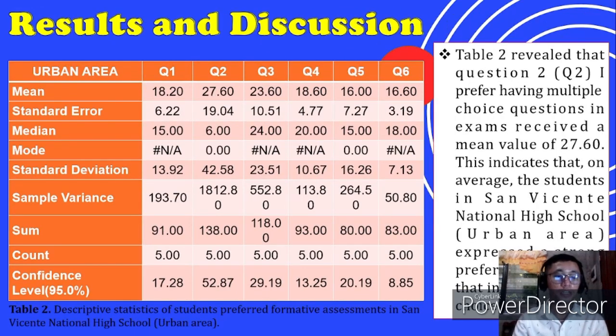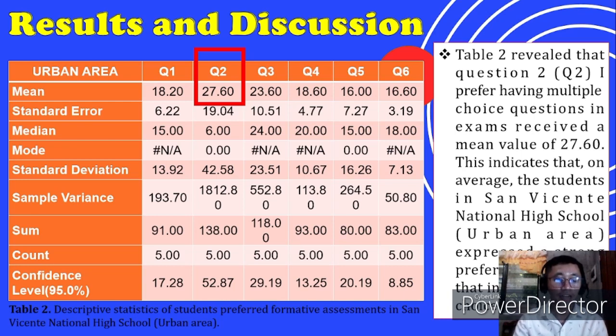Table 2 shows descriptive statistics of students' preferred formative assessment in San Vicente National High School. Table 2 revealed that question number 2, "I prefer having multiple choice questions in exams," received a mean value of 27.60. This indicates that on average, the students of San Vicente National High School expressed a strong preference for exams that include multiple choice questions.